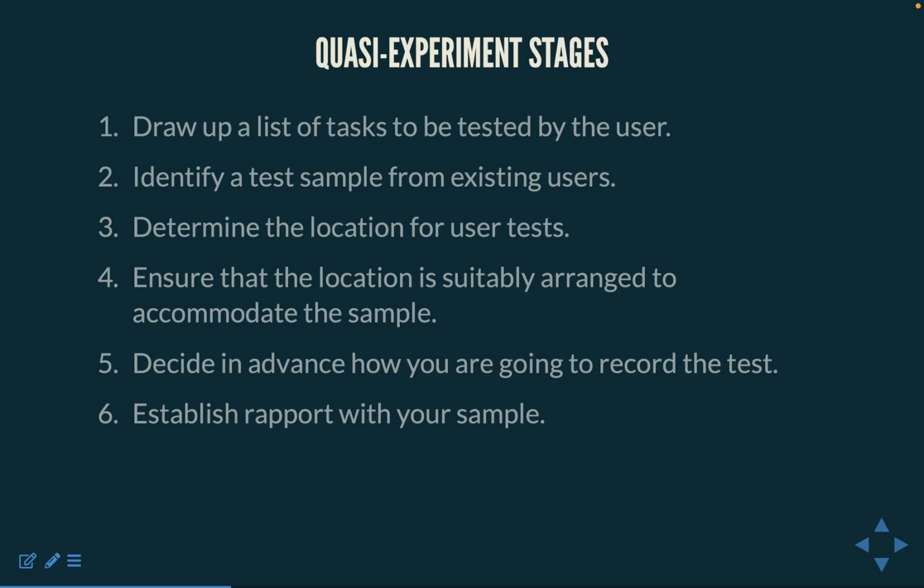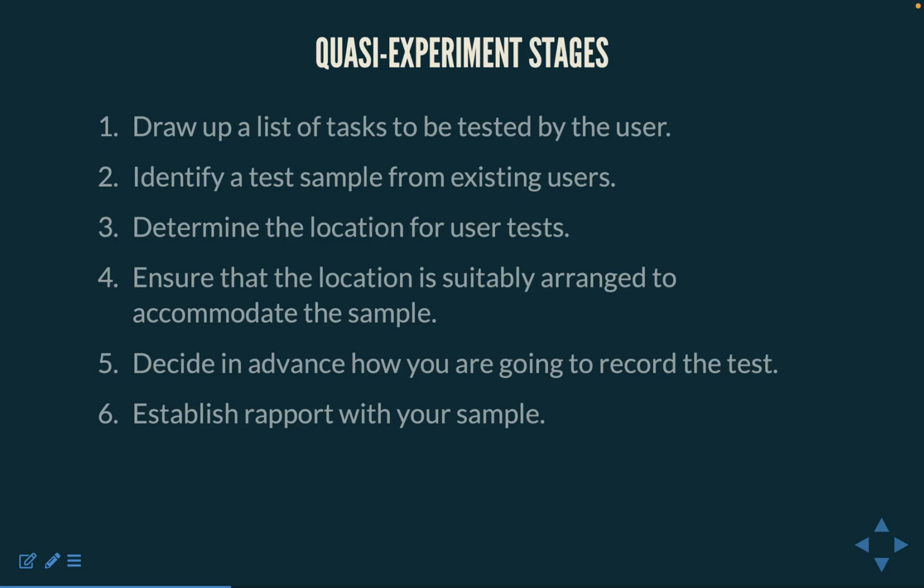1. Draw up a list of tasks to be tested by the user. These will usually be determined by the system requirements. So, what is it meant to do? 2. Identify a sample from existing users. It is vital that your sample is made up of actual system users who have a reason to use the system. This could be a sample of staff who are working on a particular system daily, such as the staff on an inquiry desk using a knowledge database to respond to customer requests, or a sample of casual users who have access to the system as one way of satisfying their information needs.